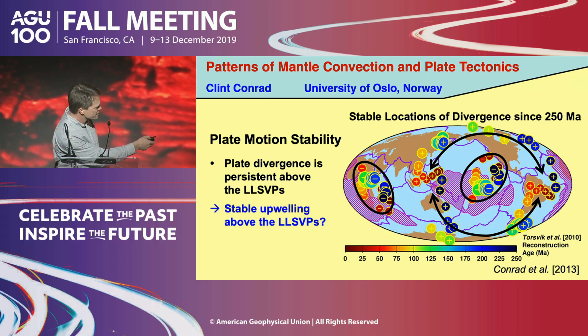The colors here show the locations of those divergence poles, the minuses, as a function of time. The positive poles are the locations of the convergence poles, where the center of subduction would be. Right now we're in an east-west configuration, but in the past it's been north-south. So what we think is that you have steady upwelling above the LSVPs, and the locus of subduction pivots around those two central stable areas.